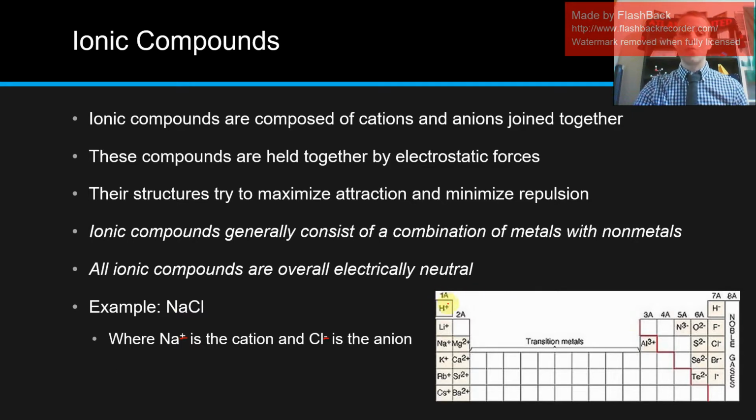So for group 1A, we can see that these atoms all have a positive 1 charge. Moving to group 2A, we see these atoms all have a positive 2 charge. 3A, positive 3 charge. Then looking at 7A, negative 1 charge, 6A, negative 2 charge, and 5A, negative 3 charge. Now, one thing to note is that hydrogen can have both positive charge and a negative charge. It is unique in that sense.